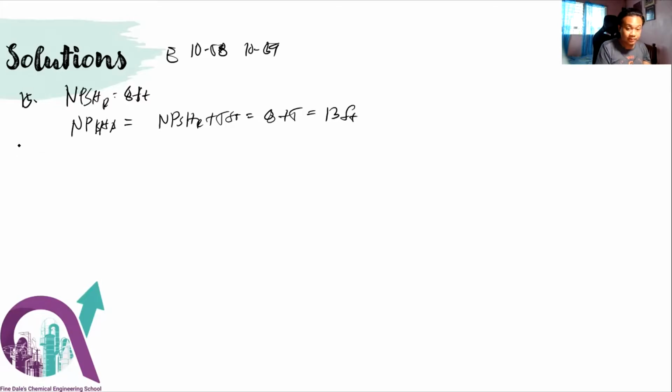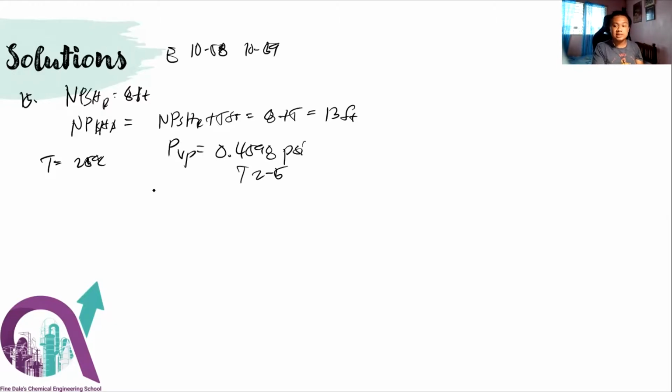Okay, so the temperature is 25 degrees Celsius. So we can get the vapor pressure of water at that temperature to be 0.4598 psi. We can get this at Table 2-5 in your Paris. The units given there are in kPa, so I converted that to PSIA.